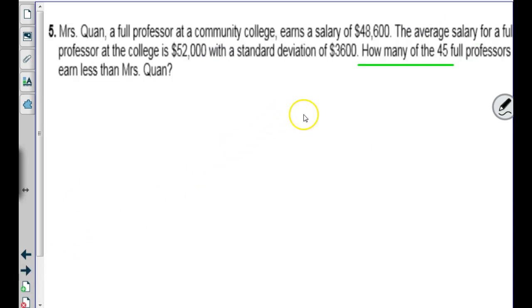All right. Number 5 says Ms. Kwan, a full professor at a community college, earns a salary of $48,600. The average salary for a full professor is $52,000. So this is our mean with a standard deviation of this number. Okay. How many of the 45 professors earn less than she does? So we want to know what percentile she's at. That makes sense? Now, if we did this as a Z-score, would it be positive or negative? Yes, because she's below the average. Does everybody see that? I'm going to show you with a Z-score one more time.